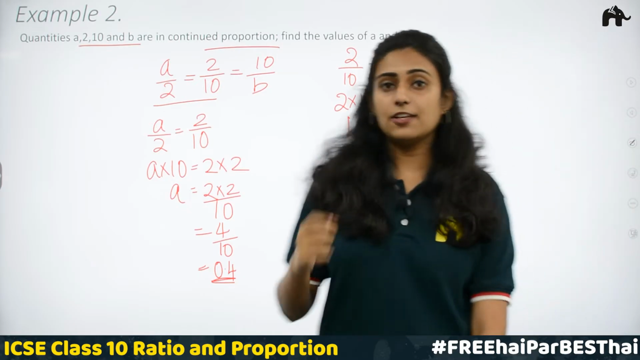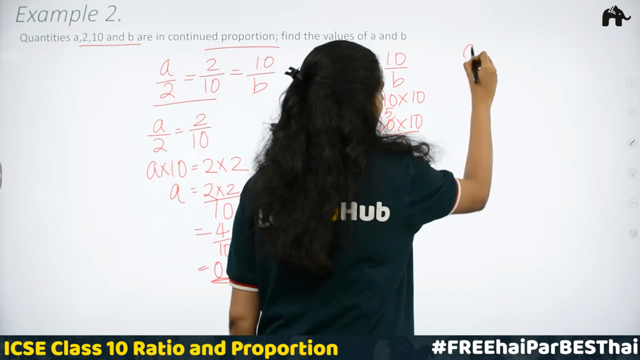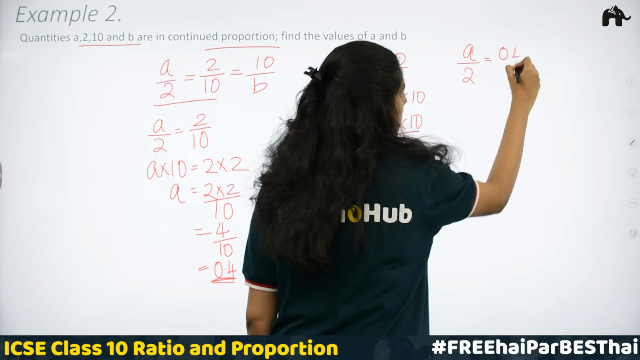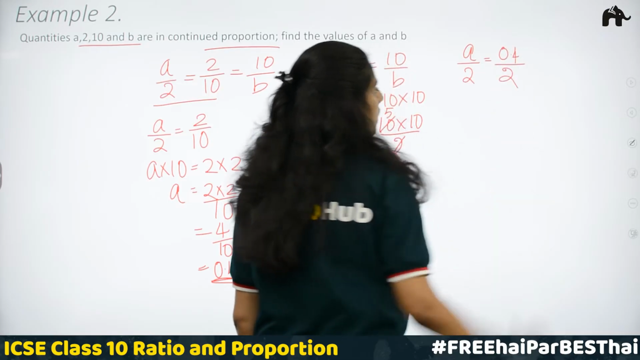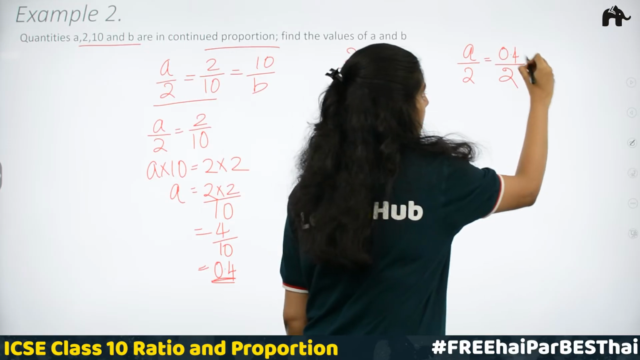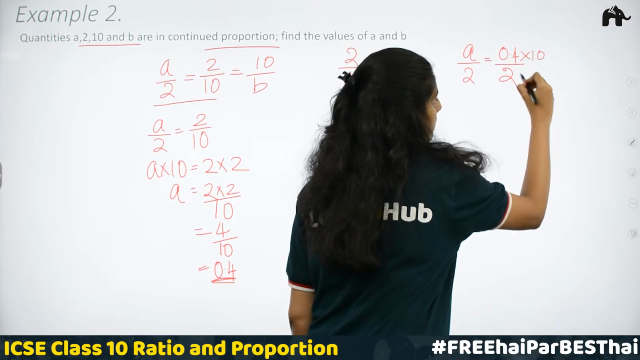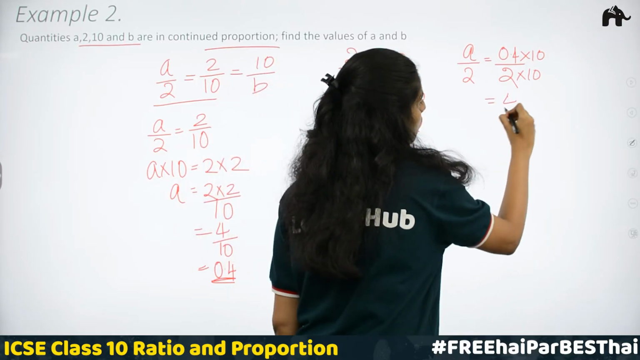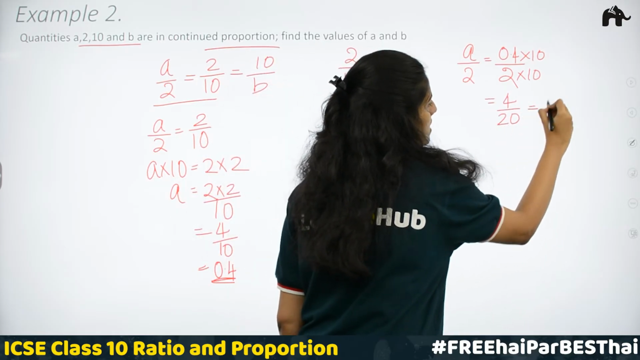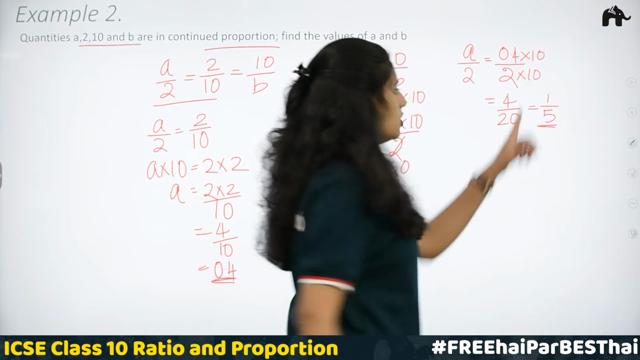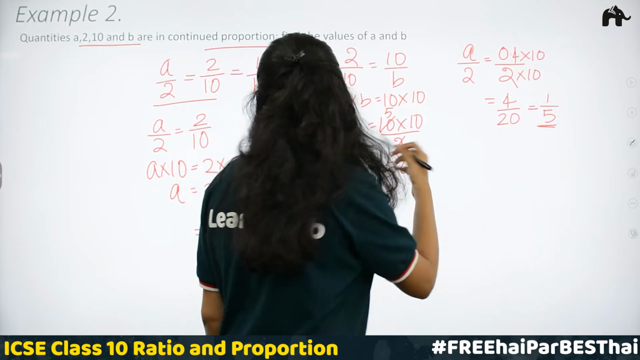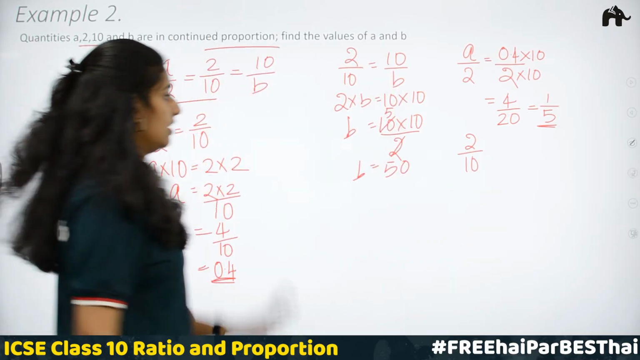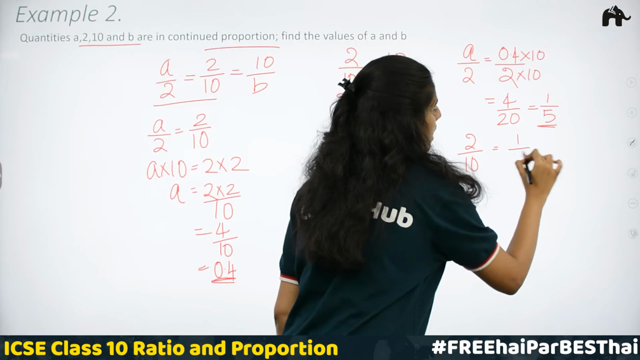Let us check this. The first ratio, that is A by 2. We know the value of A, 0.4 by 2. I am multiplying to remove the decimal, multiplying with 10 on numerator and denominator, that is equal to 4 by 20. 4 by 20 is equal to 1 by 5. We got this ratio as 1 by 5. Now, the second, it is 2 by 10. 2 by 10 we know it is equal to 1 by 5.